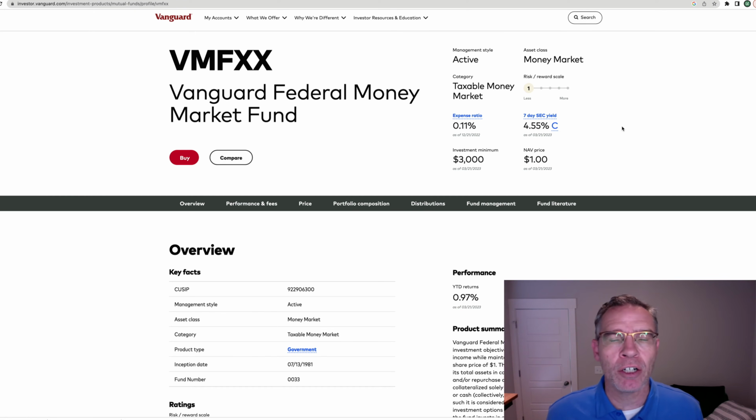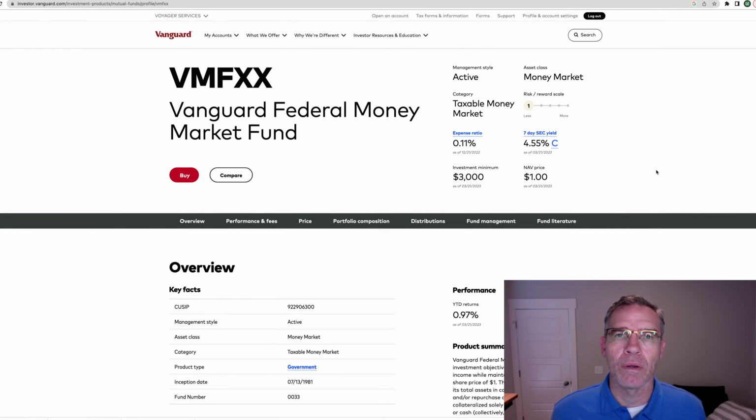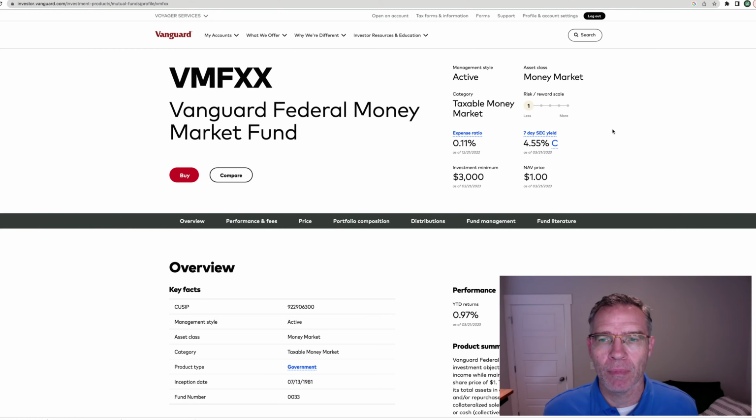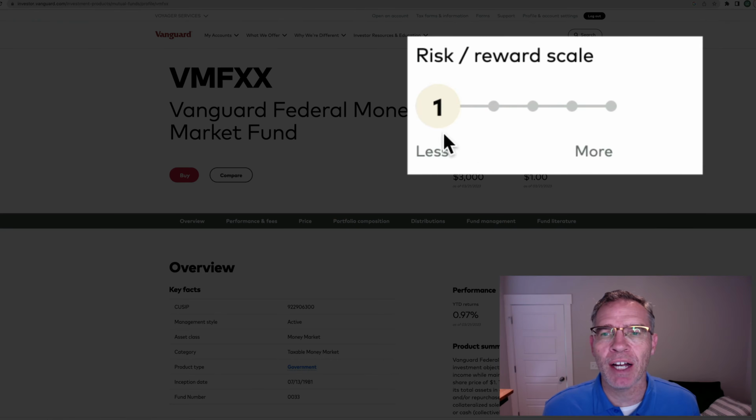I mentioned I have Vanguard VFMXX, the Vanguard Federal Money Market Fund. That's what I use for my sweep account at Vanguard. You can get some quick information from this page here at Vanguard. First of all, you'll see that it's a money market fund. That's an important distinction here. This is not an FDIC insured savings account. This is an investment account. It is very low risk. We can see on the scale of 1 to 5 that it is a 1 in terms of risk.